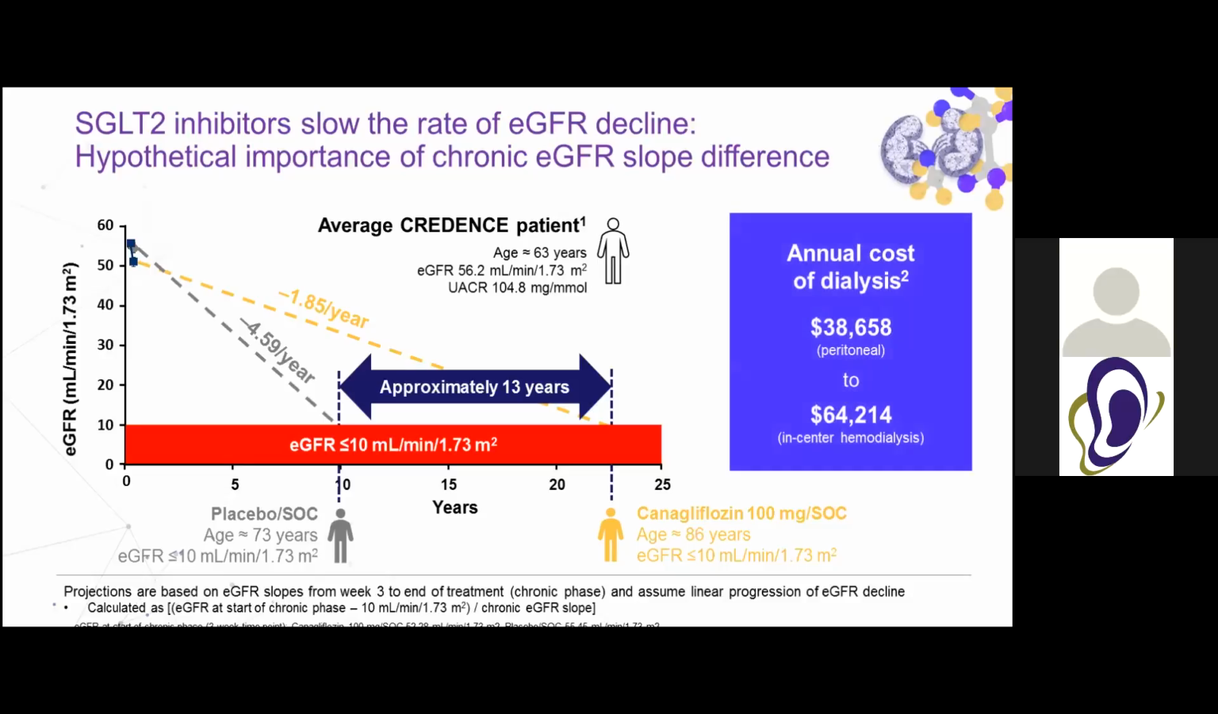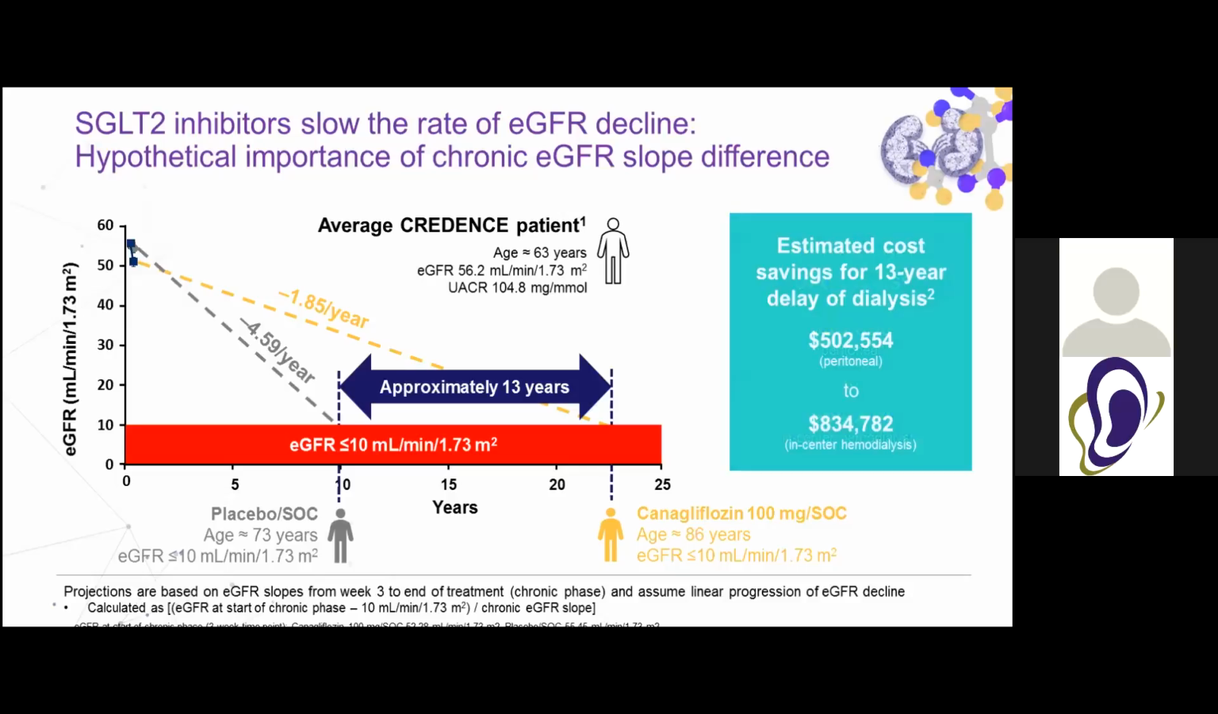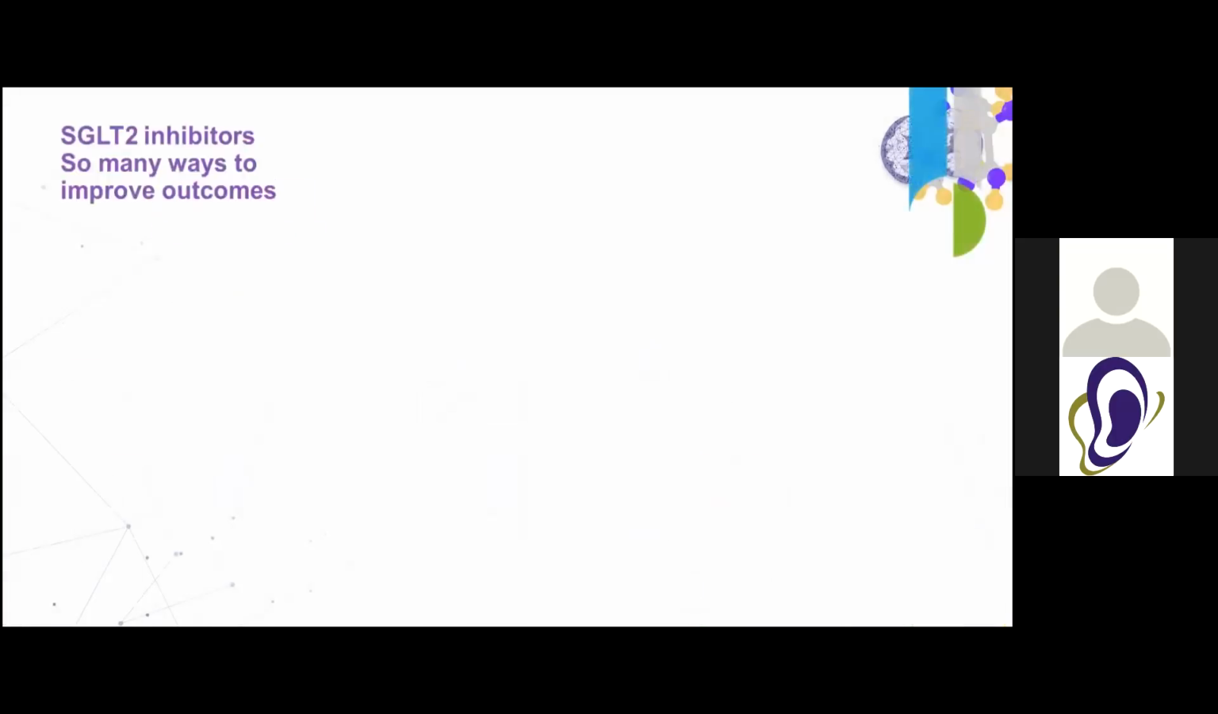But more importantly, if you think about the annual cost of dialysis, whether that's peritoneal dialysis at about $40,000 a year, in-center hemo, which at base is 64, but up to 100,000, there's a huge ability to actually cost save for 13 years of about $500,000 for PD and almost $1 million for in-center hemo if you just do this back of the envelope kind of modeling calculation.